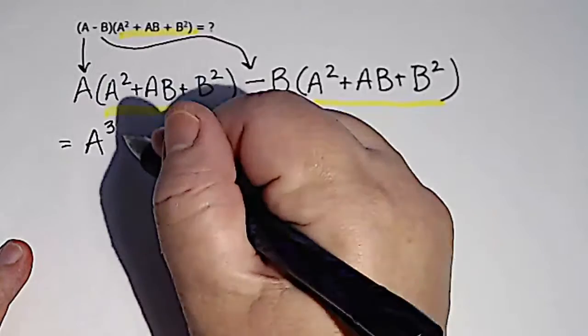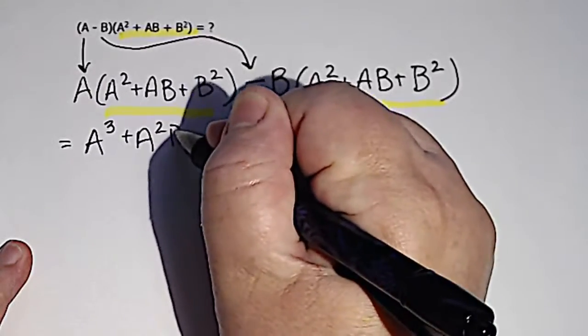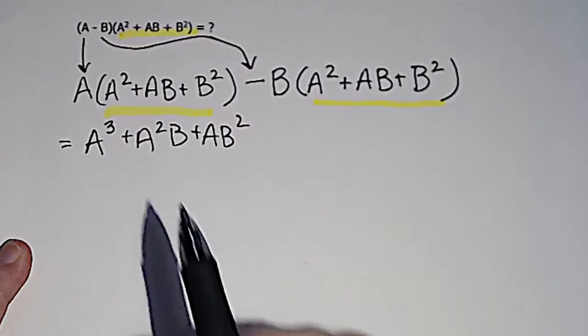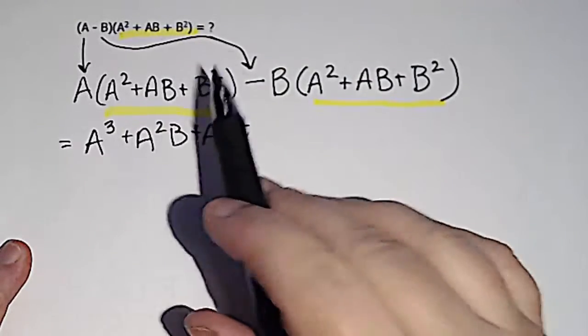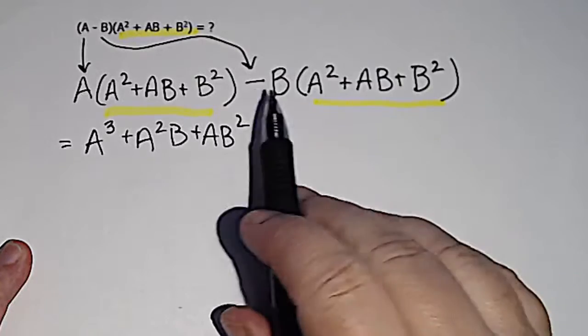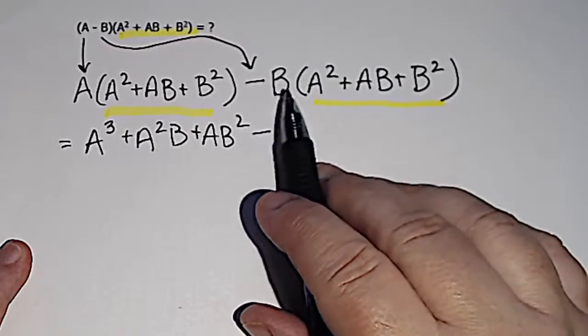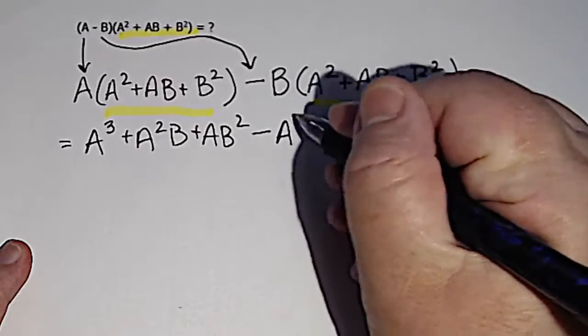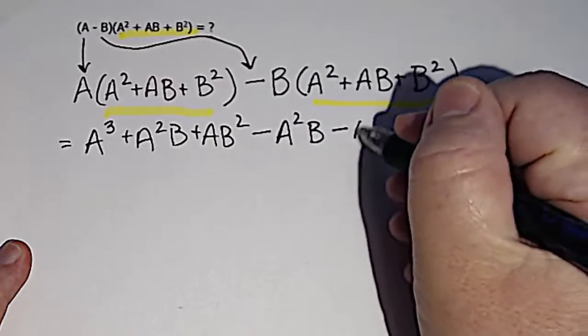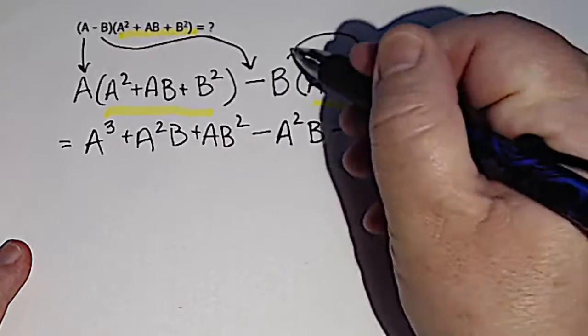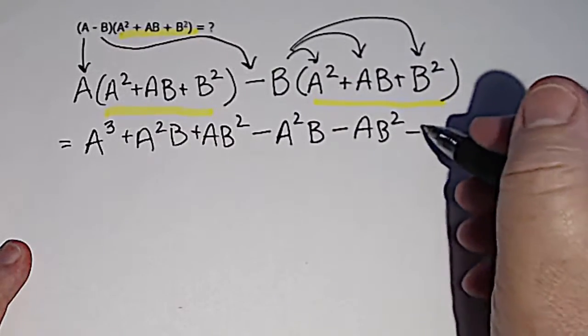Okay, a cubed plus a squared b plus ab squared. Bam. That was my a going through. A is going on vacation. Now let's take b through. Remember what I'm going to do? I'm going to do the sneaky thing. B times a squared, I'm going to write as a squared b minus ab squared. This is when the b is going through. And then minus b cubed.